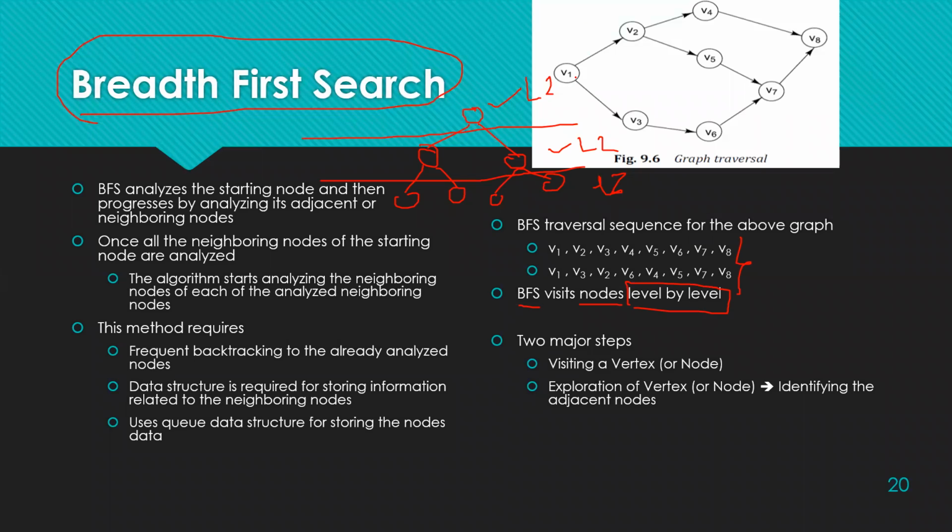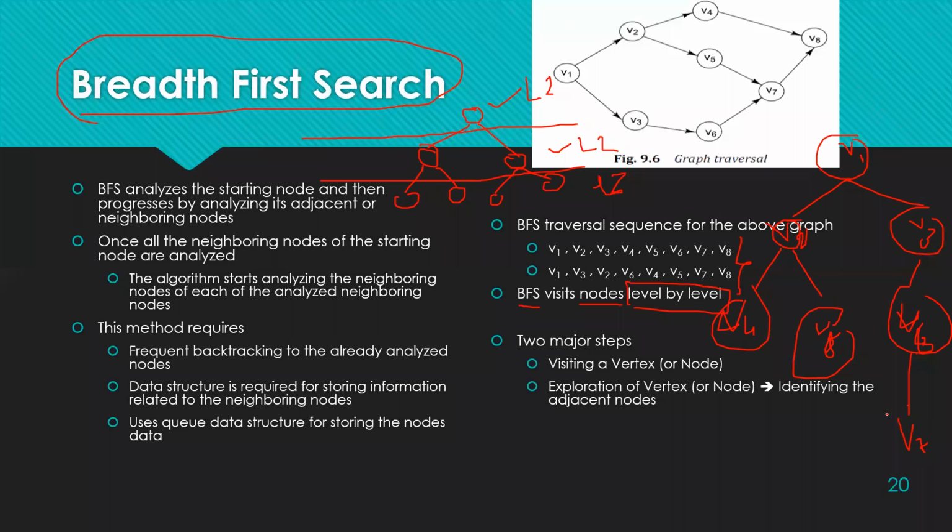So if I consider V1, who are the two neighbors? It is V2 and V3. So I can write it in this form, V2 and V3. For V2, who are the neighbors? It is V4 and V5. For V3, who is the neighbor? It is V6. For V6, who is the neighbor? Or else you can go even for V5 also. So for V6, who is the neighbor? Say if I write it in this form, it is V7.